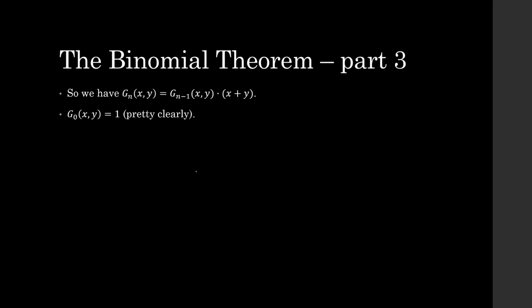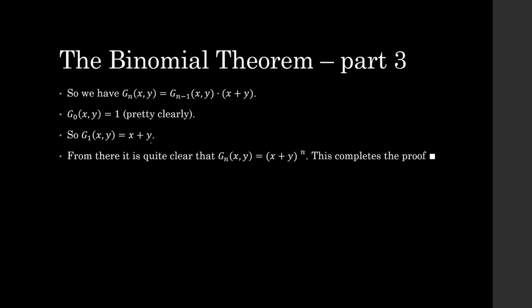You've got n choose 0. Well, you've got 0 choose 0, which is just 1. And then you're going to have x to the 0 times y to the 0, which is going to be 1 as a whole. And so when you sum it, you're just summing one thing. And so g_1 is going to be (x plus y) times 1. So I've got g_1(x,y) equals x plus y.